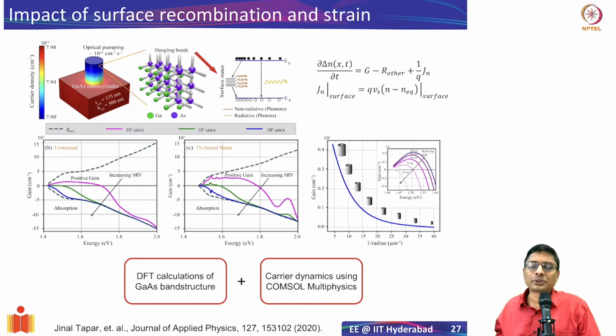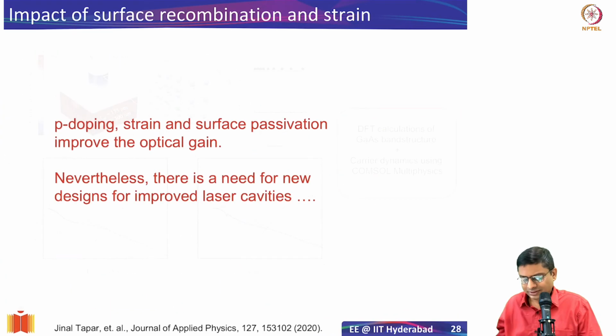We also tried to investigate the fundamental limits: what gain can we expect out of nanostructures? As you shrink the size of the nanostructure, the gain reduces, which is something we can expect anyway. This is an interesting study that we did. The overall conclusion is that with p-doping, strain, and surface passivation, either or all of them, you can improve the optical gain and have a lower threshold. But in addition, we also need to improve the cavities.